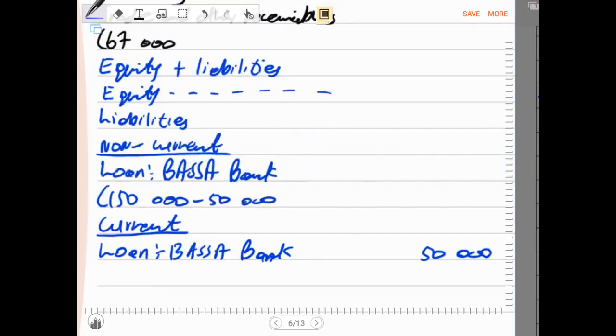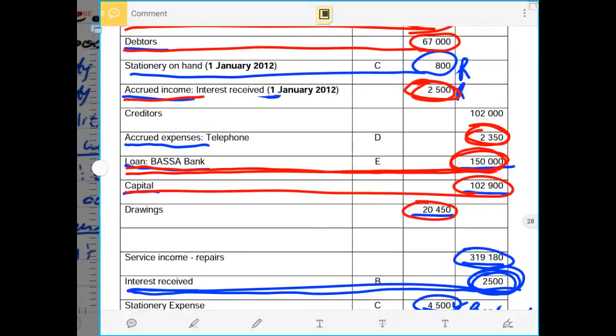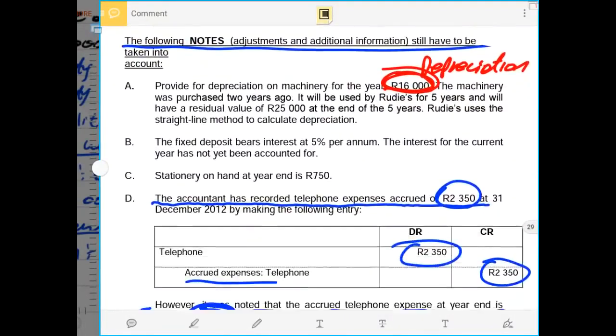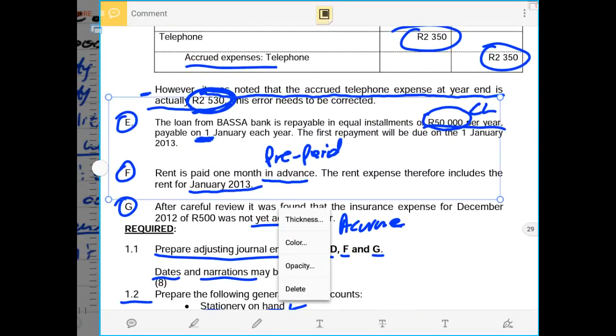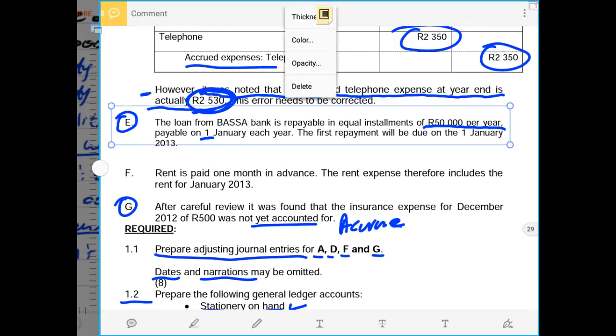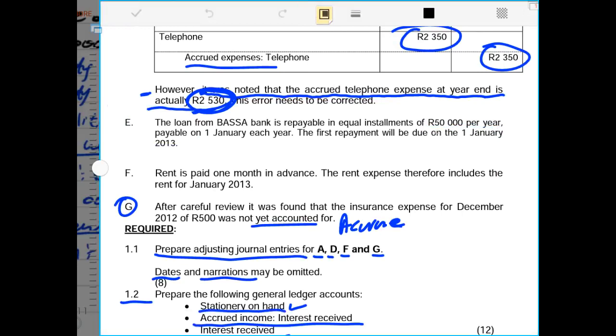Let me explain that part before I do anything. We were instructed that the loan from Basa Bank is repayable in equal annual installments of 50,000. So every year we pay 50,000. That means 50,000 becomes a current liability. Why is it a current liability? Because anything that is paid within a 12-month period is recorded as a current liability.